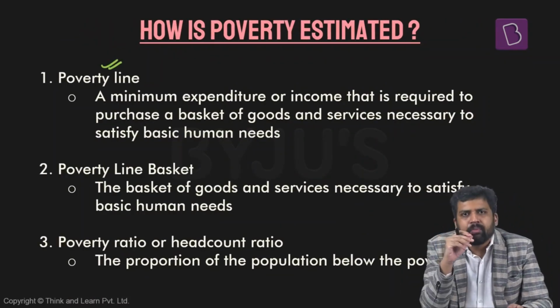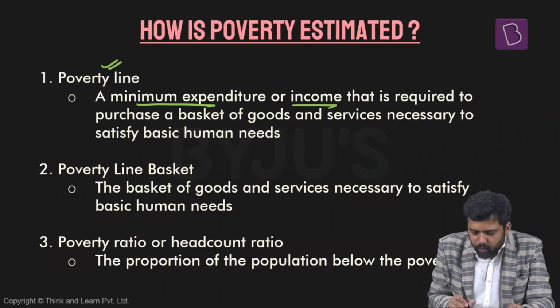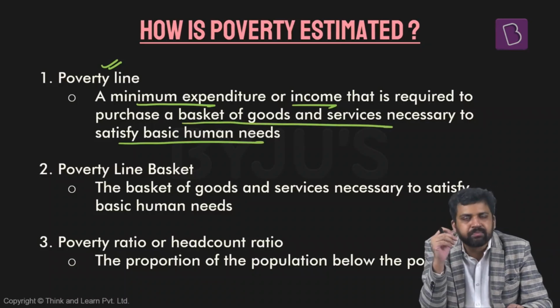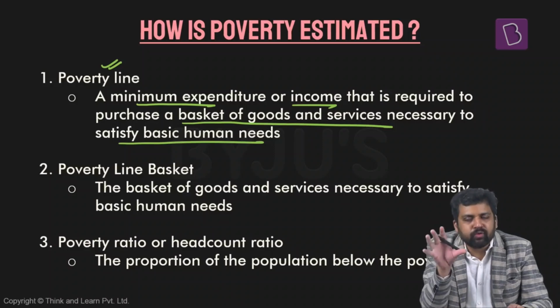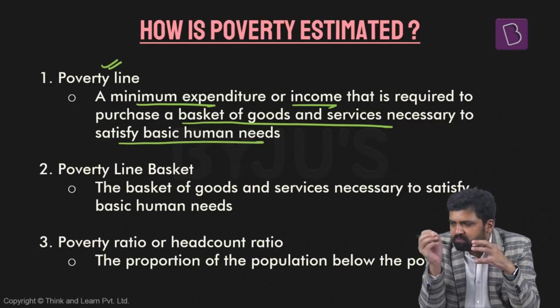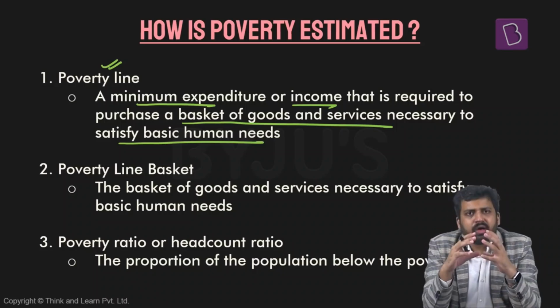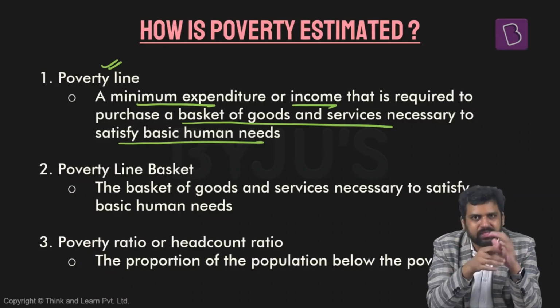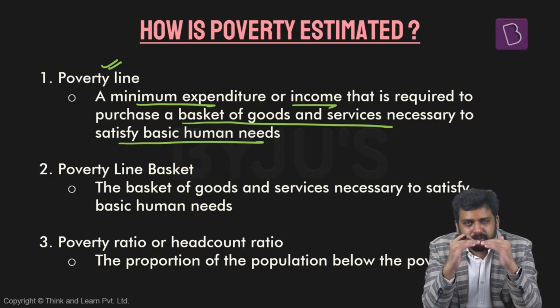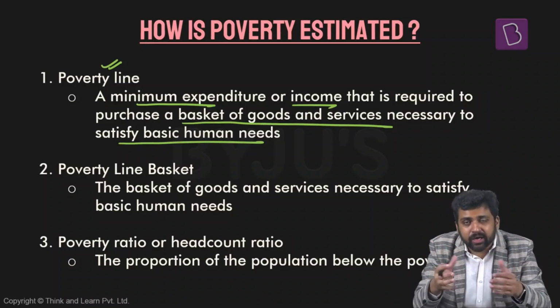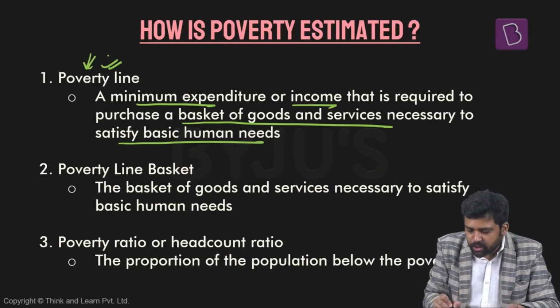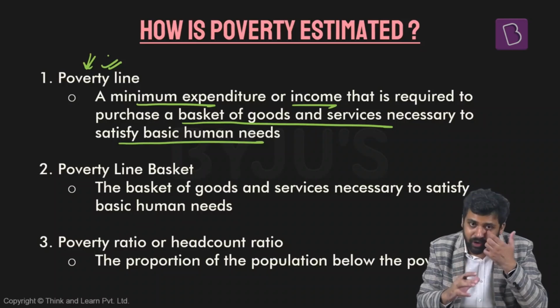First is poverty line. Poverty line refers to a minimum expenditure or income that is required to purchase a basket of goods and services necessary to satisfy basic human needs. Right, just now I explained how you measure absolute poverty. Countries like India measure absolute poverty. So for that, you first identify what are those things which are essential for human survival: food, clothing, shelter, basic things. Then you try to find out what is going to be the cost to acquire all these things. So the income that you require to purchase these things, or the expenditure that you have to incur to purchase these things, that is referred to as the poverty line. So the minimum expenditure or income that is required to purchase this basket of goods and services which is essential for an individual's survival, that is called poverty line.